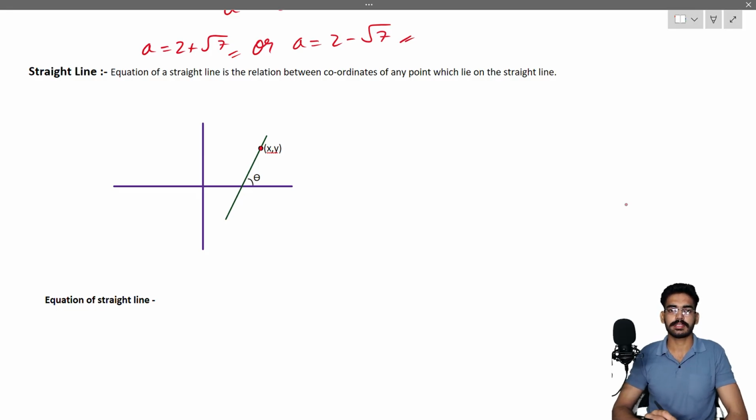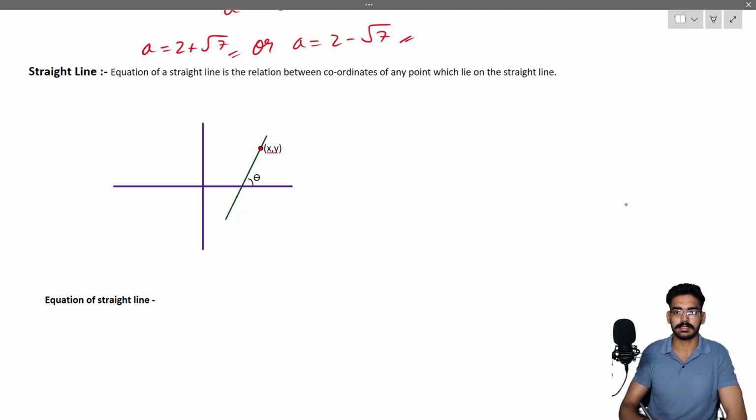So now we are going to start with our next topic, that is straight line. In this lecture we are going to study the straight line, and if we have given information like points on the straight line or the slope of the straight line, then how to find out the equation of the straight line. Okay, and we are going to discuss questions on that also. So this is the basic idea of this lecture.